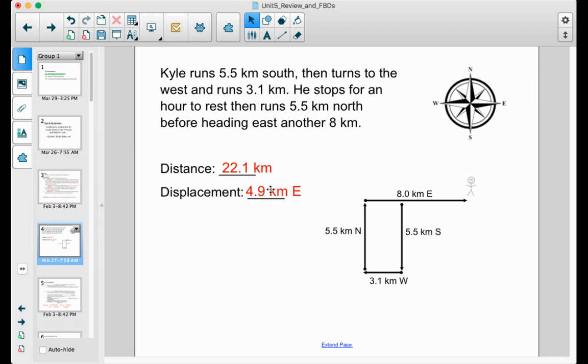To calculate the distance, all we want to do is add up each segment that he runs. When you do that, 5.5 plus 3.1 plus 5.5 plus 8 gives you a total distance of 22.1 kilometers.